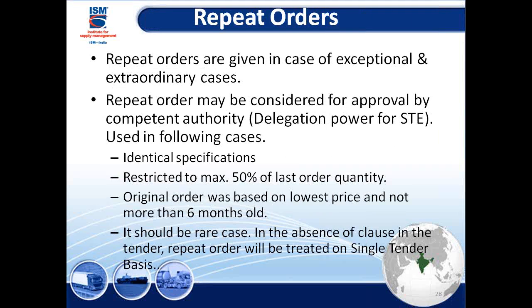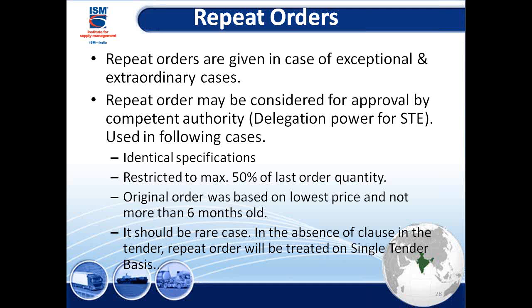Repeat order, this is the last slide of this one. Now repeat orders means, as I said to you in the beginning, you have bought something, now you need the same thing after 3 or 4 months, identical specs, then you can use the same contract, but the restriction is a maximum of 50% of the last order quantity, not the price, not the cost. So let's say you bought 10,000 pieces, and now suddenly you feel you need 5,000 more, so up to 5,000 you can buy. The original order must have been placed at the lowest price, that factor is very important, and not more than 6 months old. If it is more than 6 months old, the market might have changed, the prices might have changed.